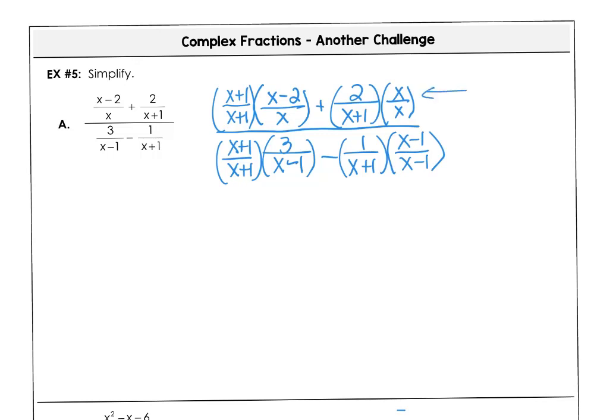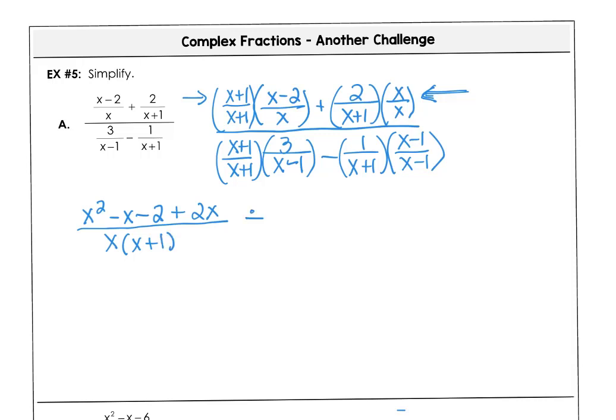So that's going to give us, looking over here, x squared minus x minus 2, and then coming to this side, plus 2x, and their common denominator is x times x plus 1.